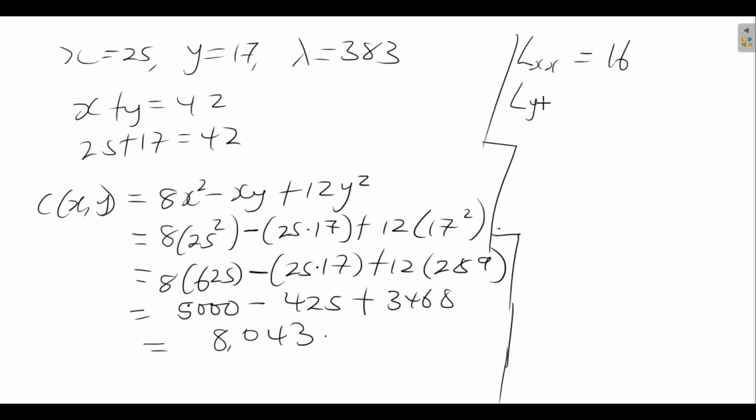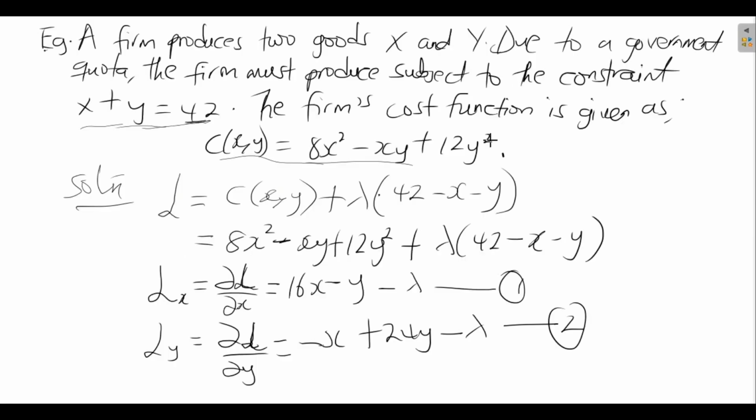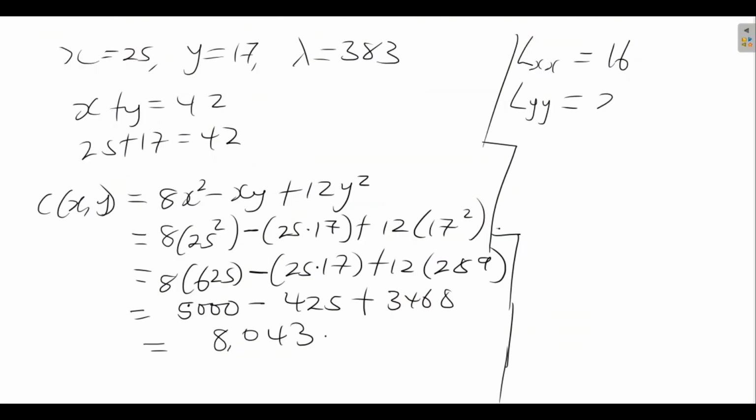Now when we differentiate this with respect to y again, we have already found this one. So this equation, which is the second equation, if we differentiate it with respect to y, we are going to get 24. And these are positive numbers. These are greater than 0. So of course we can see that the critical point 25 and 17 that we got earlier are actually minimum point. And this is the total cost that the firm will incur if it produces 25 amount of good X and 17 amount of good Y.